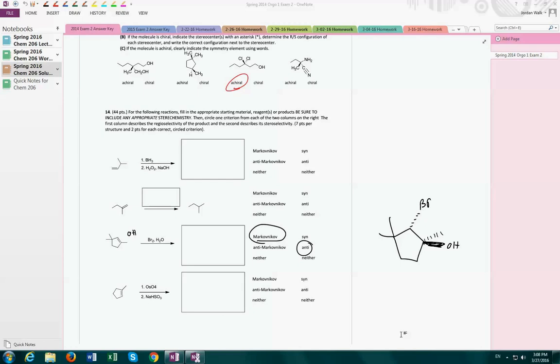Can we draw all the hydrogens if it helps us? Yeah, absolutely. If you want to draw hydrogens, you can always draw hydrogens in. It's never incorrect to draw hydrogens because they are in fact there. They're always there.